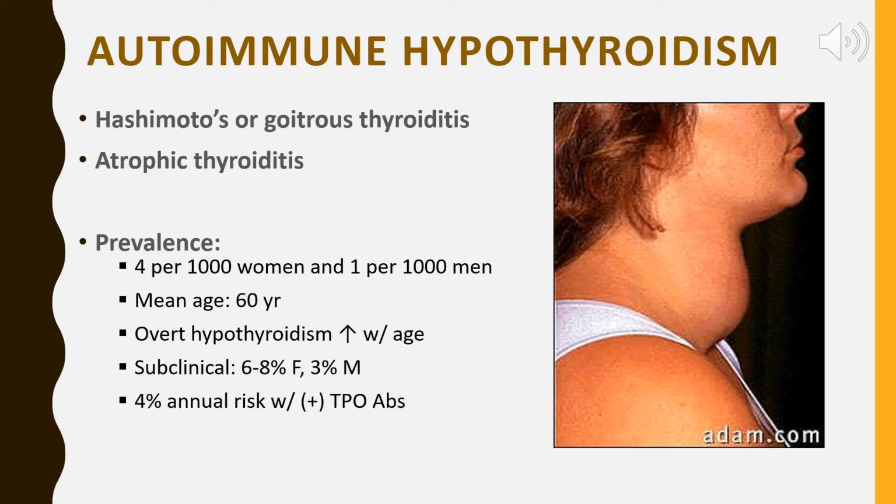Subclinical hypothyroidism is found in 6 to 8% of women and 3% of men. The annual risk of developing clinical hypothyroidism is about 4% when subclinical hypothyroidism is associated with positive thyroid peroxidase antibodies.